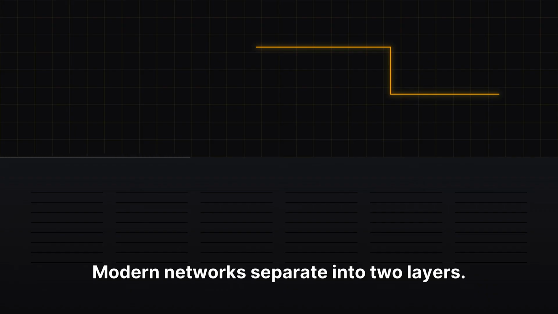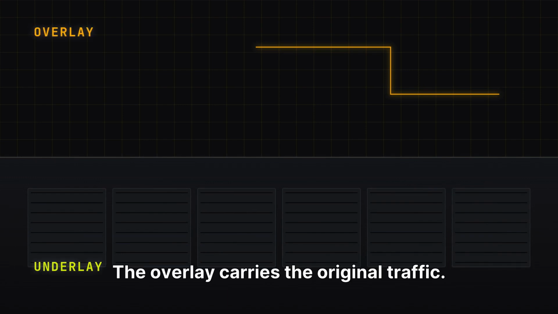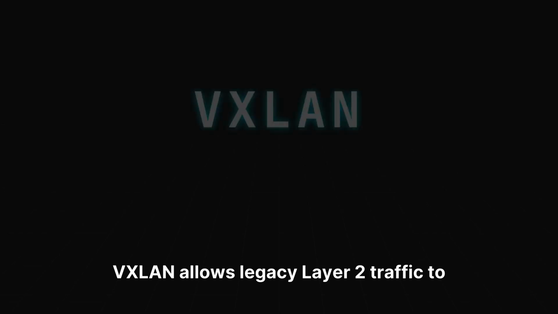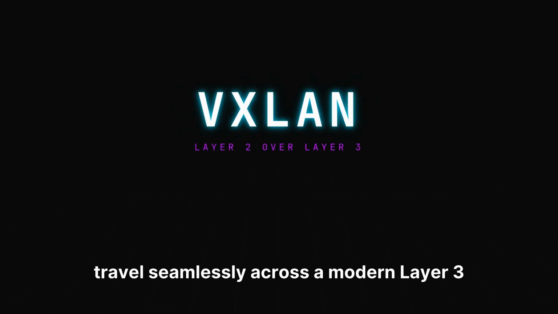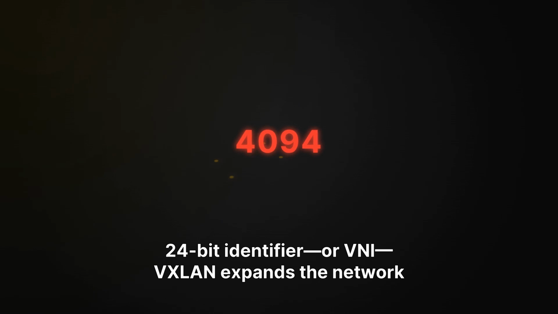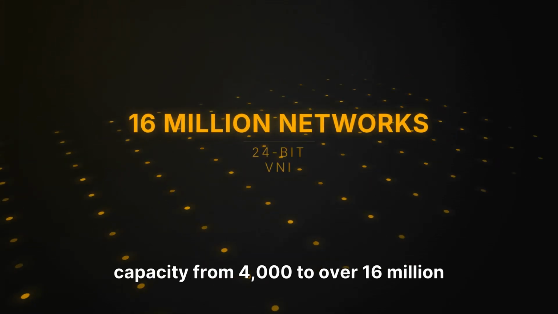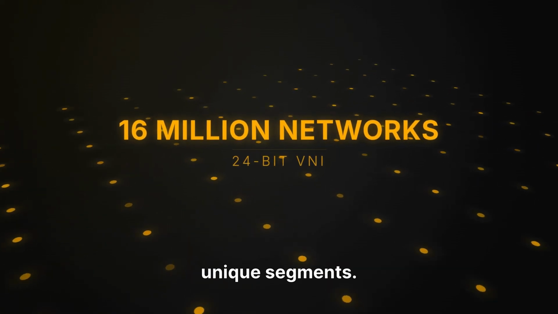Modern networks separate into two layers. The underlay is the physical IP network. The overlay carries the original traffic. VXLAN allows legacy layer 2 traffic to travel seamlessly across a modern layer 3 IP network by using a technique called encapsulation. By moving from a 12-bit to a 24-bit identifier, or VNI, VXLAN expands the network capacity from 4,000 to over 16 million unique segments.